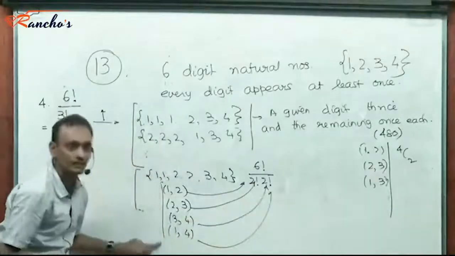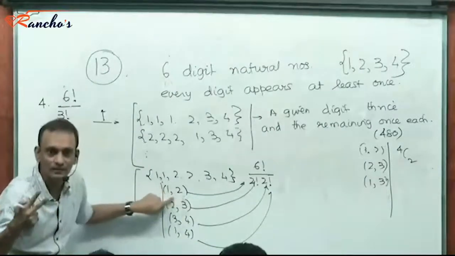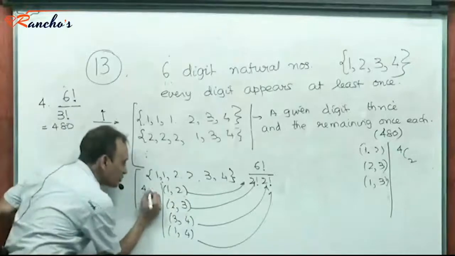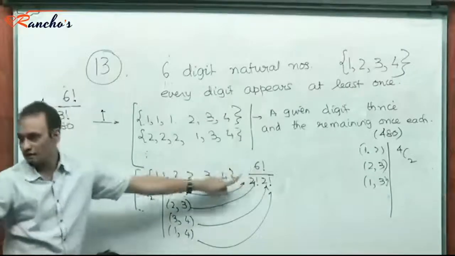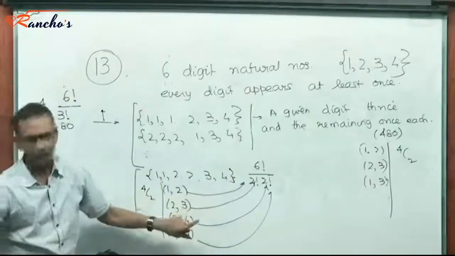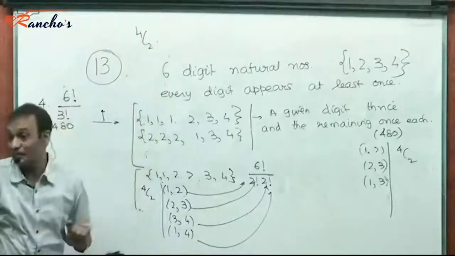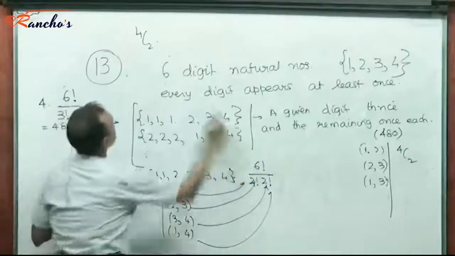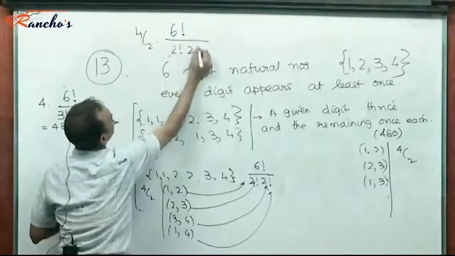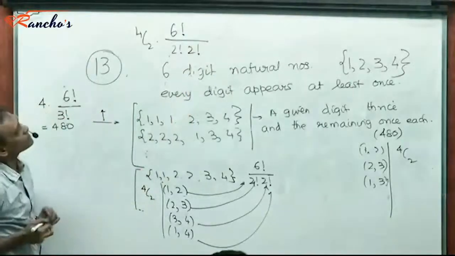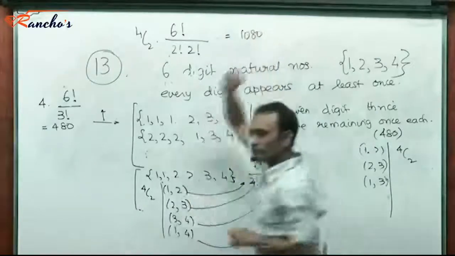But how many are these? These are 4C2. From 4, you're selecting 2 that will repeat twice. So these are 4C2 cases in all. And for each of these cases, these are the numbers that you can generate. Am I confusing you? So 4C2 to select the 2 numbers that will repeat twice. And for each of the cases, the number of numbers that could be generated would be 6 factorial by 2 factorial into 2 factorial. How much does it come to? 720 by 4 is 180, into 6, 1080?